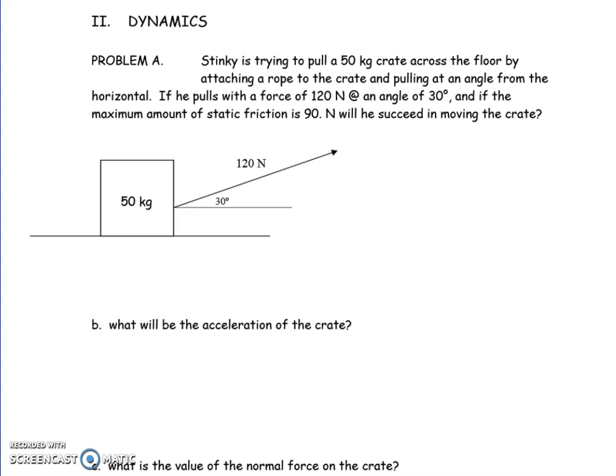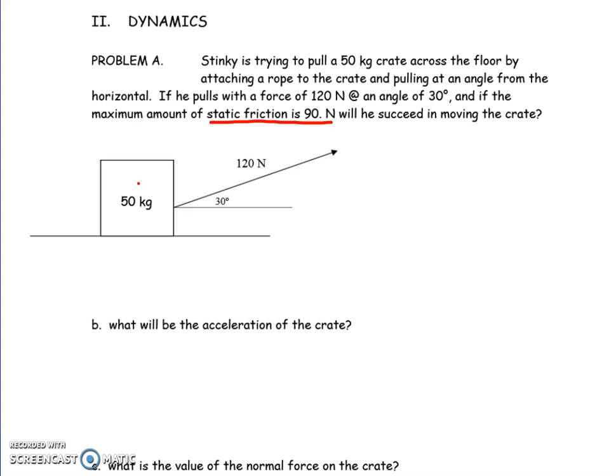So we have Stinky is trying to pull a crate right here across the floor by attaching a rope. So we have a rope like this, and he pulls at an angle from the horizontal. So that angle is 30 degrees. He pulls with a force of 120 newtons, and the angle, he says, 30. If the maximum amount of static friction is 90 newtons, will he succeed in moving the crate? Okay, so this is, if you will, a tug of war. Is there enough force to overcome whatever force holding the crate in place?